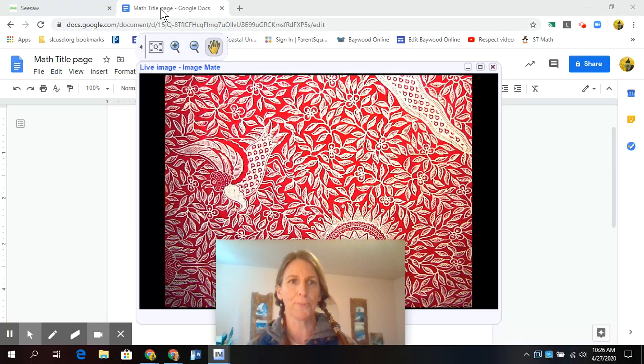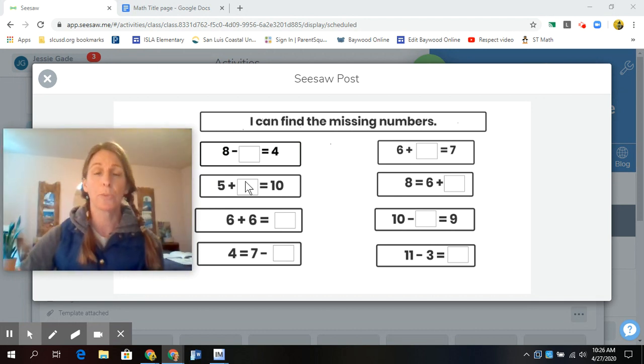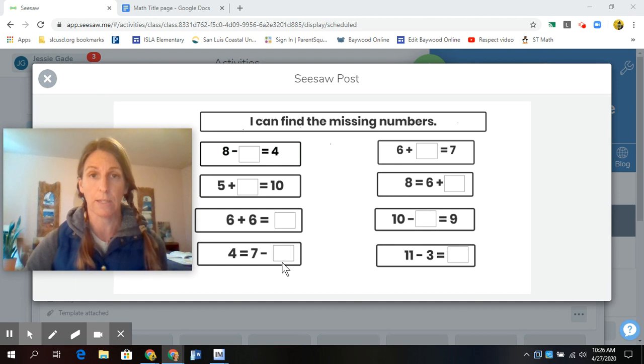All right, first graders, let me show you what today's Seesaw activity looks like. So I'm going to make this smaller, open up Seesaw. I'll move myself over here. So when you go into Seesaw today, your work template is going to look like this, and it says, I can find the missing numbers. And I've given you 8 equations, and each equation has a box where you need to fill in the missing number. Sometimes the missing number is in the middle.